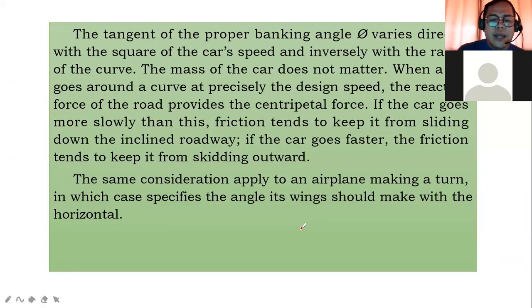Now, in moving at that certain speed, the tendency of an object to move outward, or the centripetal force, depends on the horizontal component of the weight or the normal force of the object or the car. Okay, that is in the frictionless case. But if we consider friction, friction is another factor that could add to the centripetal force.